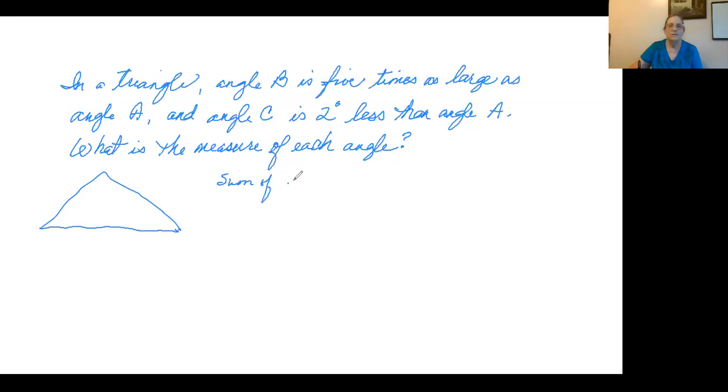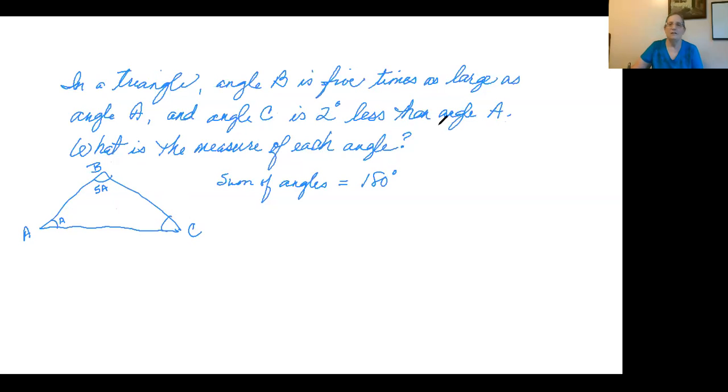The sum of the sides is the perimeter, but the sum of the angles, no matter what size the triangle is, is always going to be 180 degrees. So if we want to just call these A, B, and C, we know that angle B is 5 times as big as angle A. So if this is A degrees, then this angle is 5A degrees. Angle C is 2 degrees less than angle A.